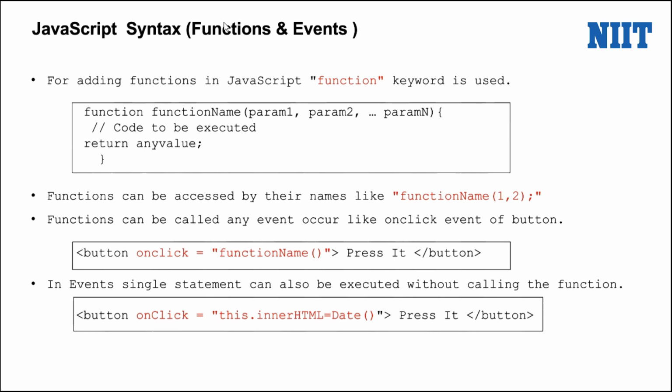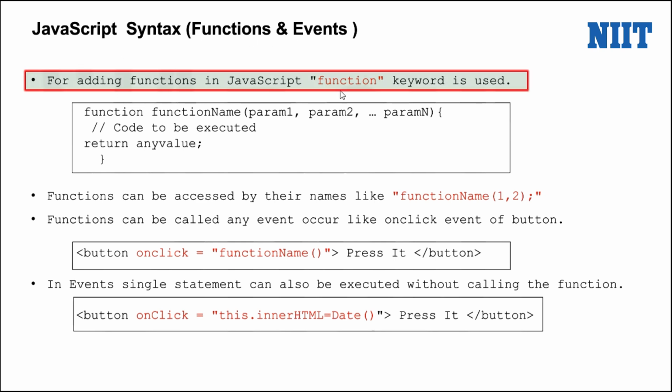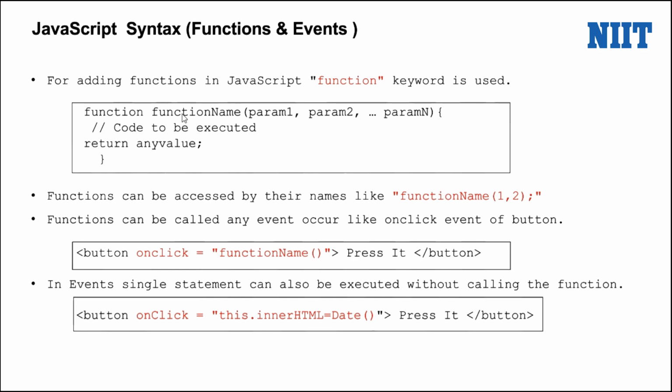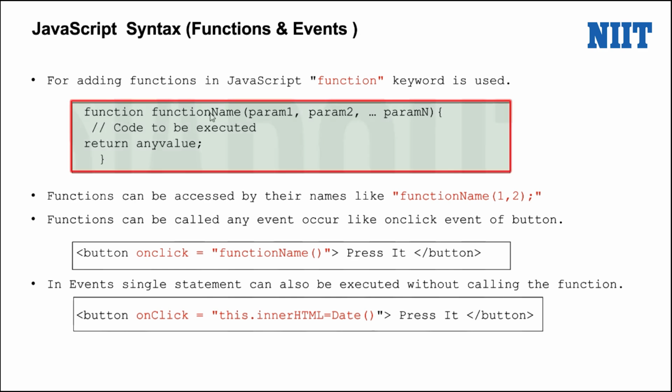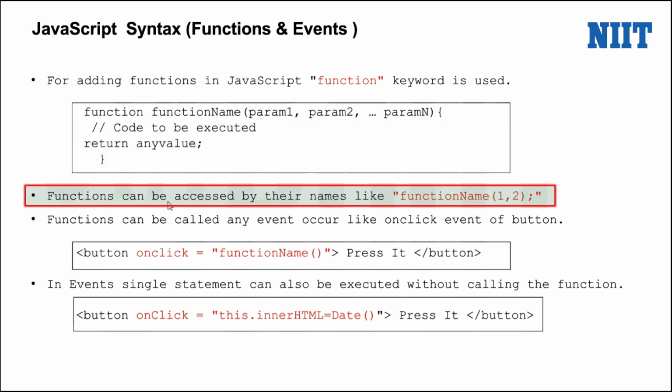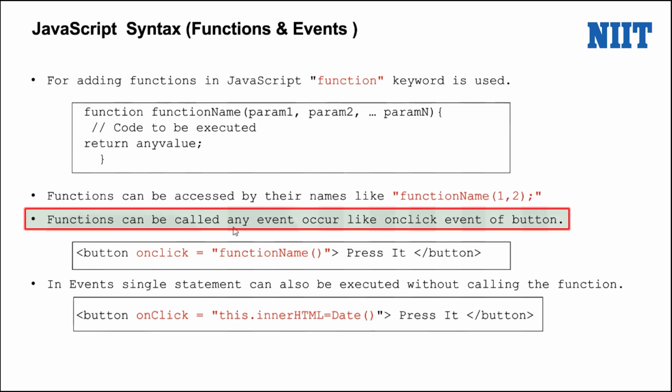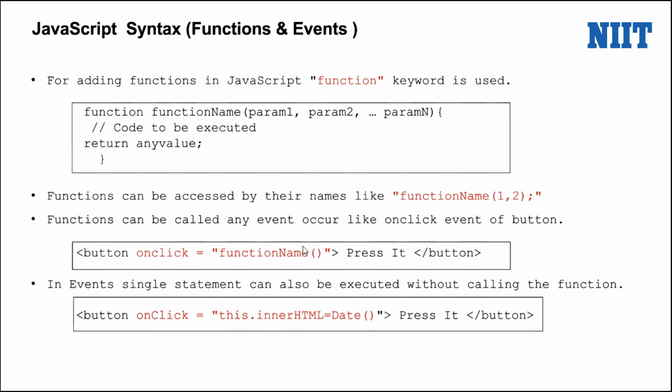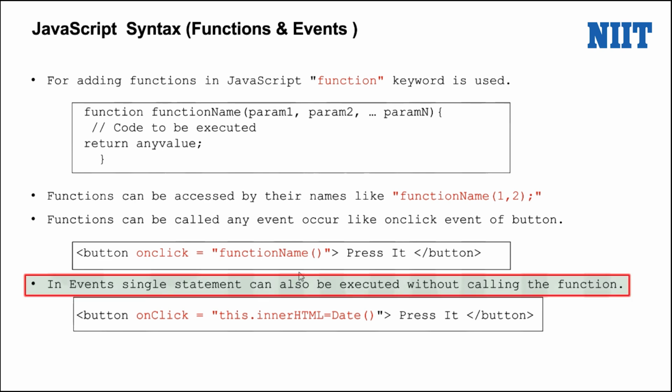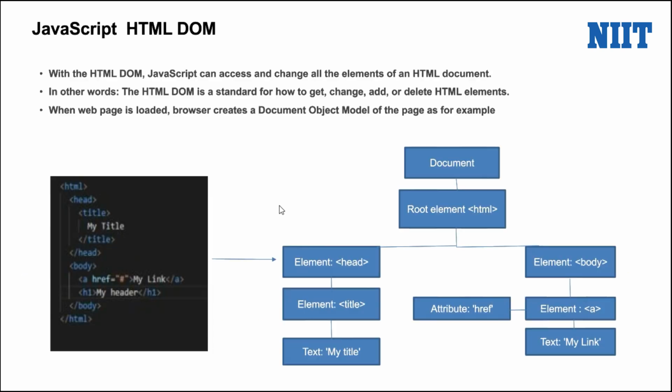And when we talk about the syntax of functions and events in JavaScript, we have the function keyword. So here, if you look, function name, and these are the parameters, code to be executed, and then there is a return statement. Functions can be accessed by their names. Functions can be called when any event occurs, like the onclick event of a button. In events, a single statement can also be executed without calling the function, and this is how we do it.